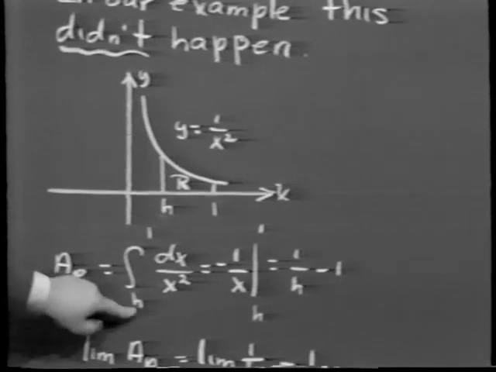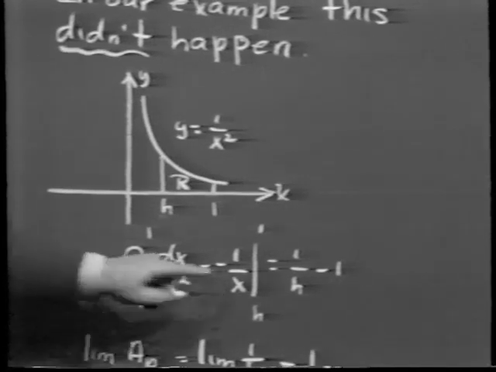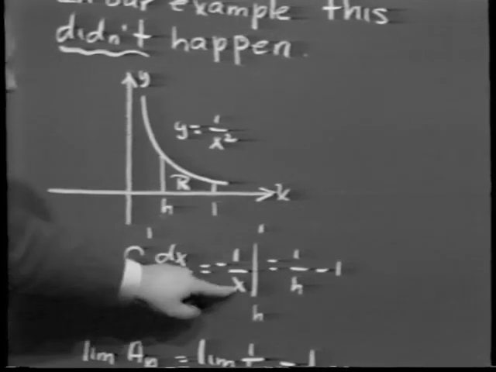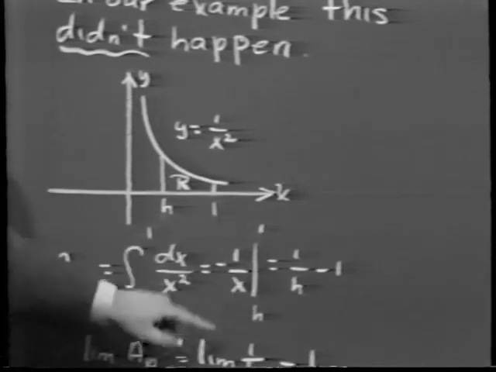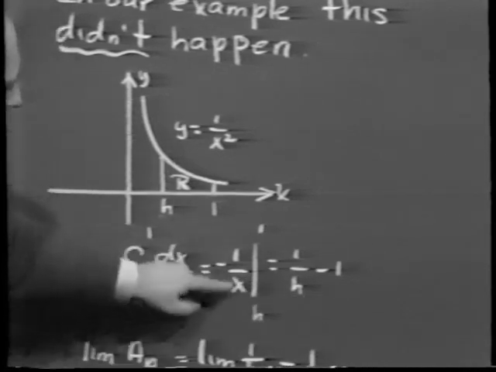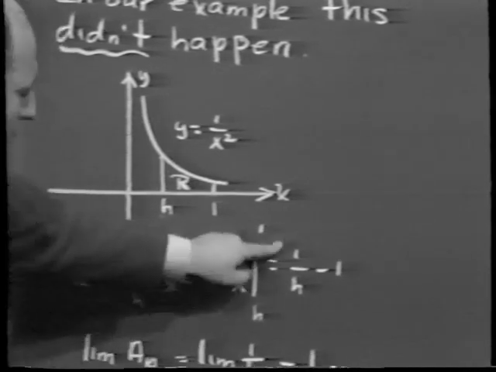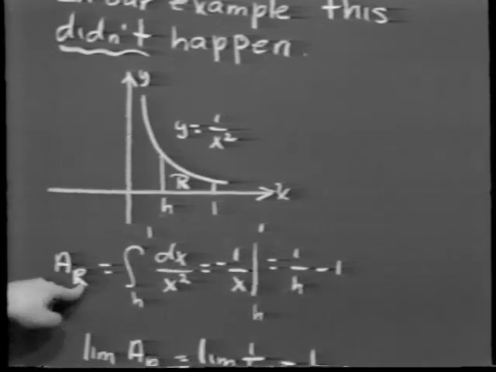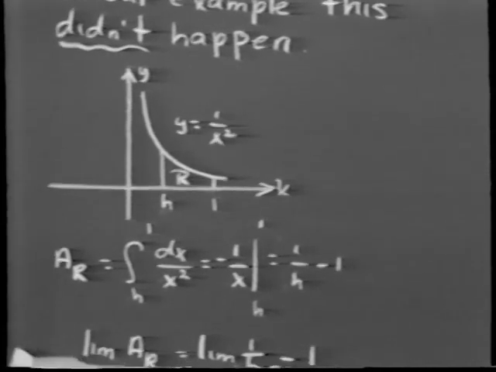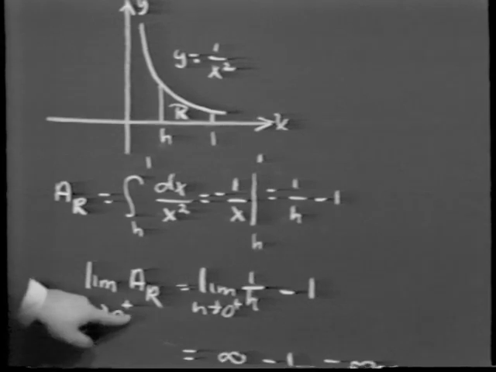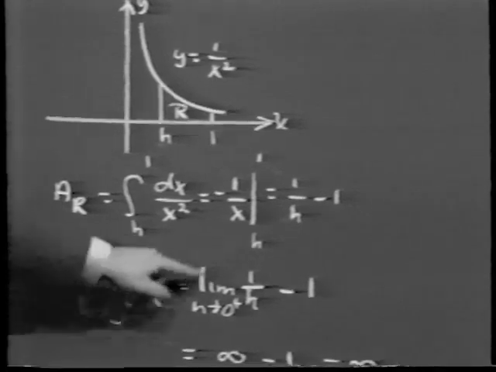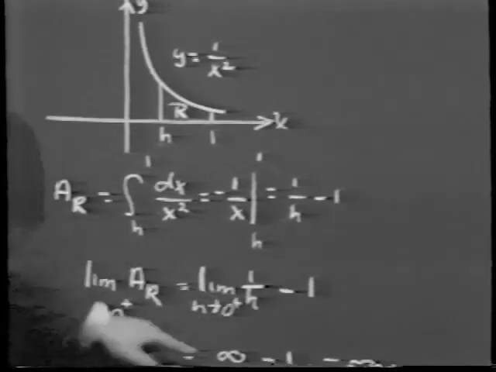Notice that as long as h is not 0, our integrand is continuous. Therefore, we can use the first fundamental theorem to evaluate it. It's the integral. It's what? It's minus 1 over x evaluated between h and 1. Putting in the upper limit gives me a minus 1. Putting in the lower limit gives me minus 1 over h, but I'm subtracting that, so it becomes plus 1 over h. In other words, the area of my region R is 1 over h minus 1. Notice then that A sub R, as h approaches 0 from the right, becomes the limit of 1 over h, as h approaches 0 from the right, minus 1. And the limit of 1 over h, as h approaches 0 from the right, is clearly infinity.